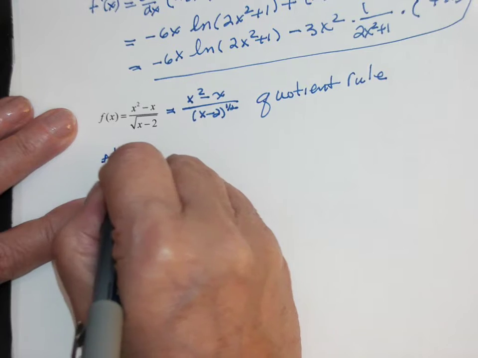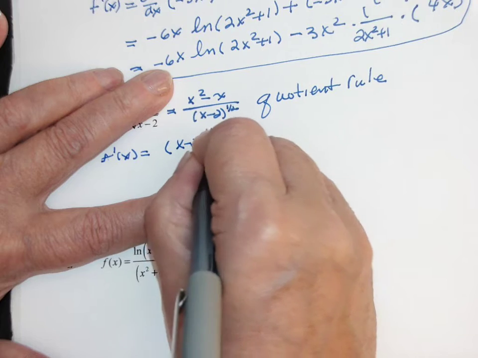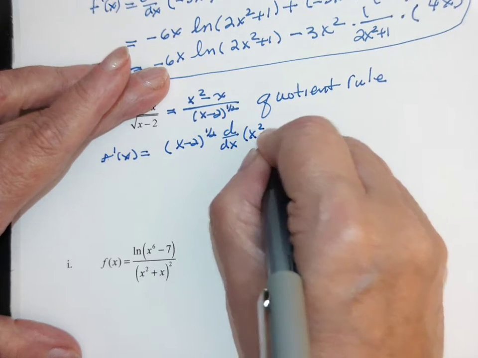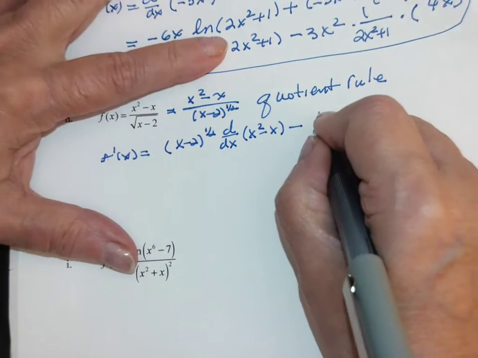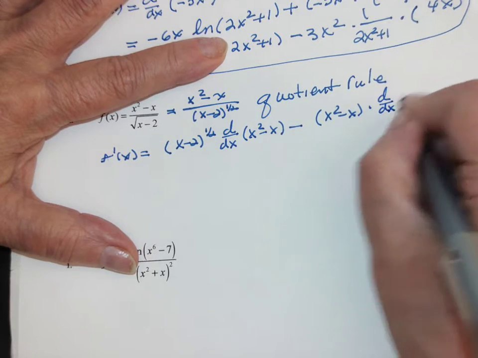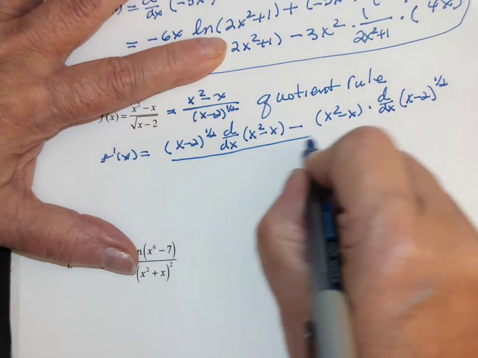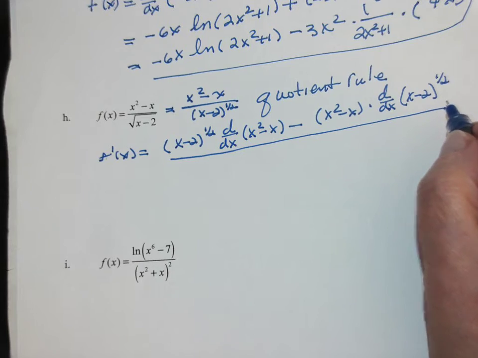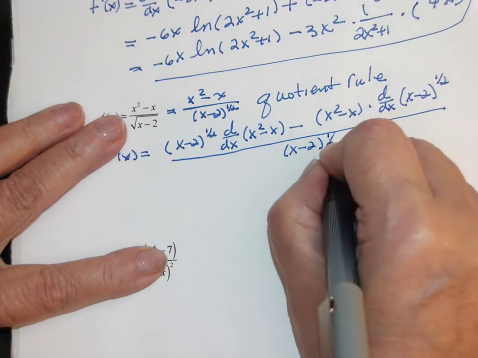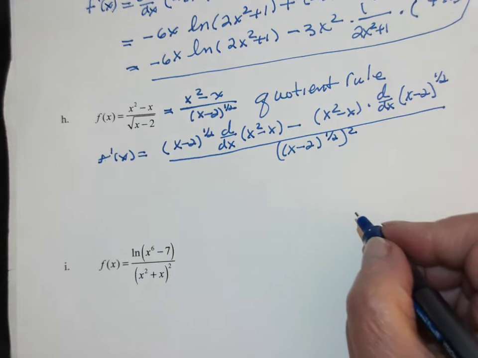So f prime, bring the denominator up, times the derivative of the numerator, minus the numerator, times the derivative of the denominator, all over the denominator squared. And I think I'm going to need more room for this problem.